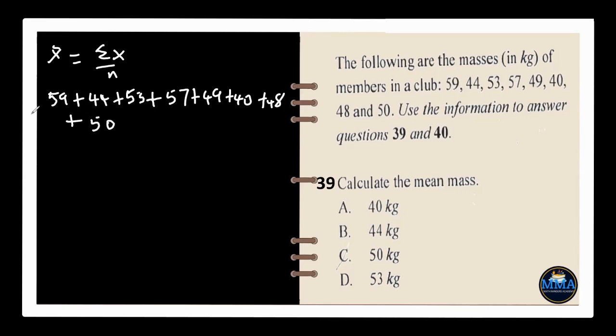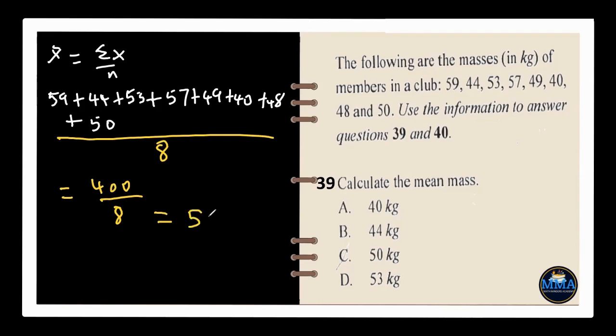So everything will be over 8. There are 8 numbers there. So if we add everything, we are going to get 400 all over 8. 400 over 8 will give us 50 kg. 50 kg is option C. We'll mark it and we'll proceed to the last question, which is question number 40.